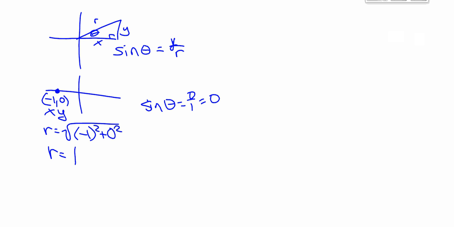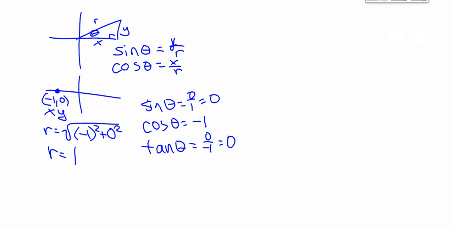Do you envision that some are going to be undefined sometimes when we're doing this? And then when I have this picture in my head, cosine theta is x over r. So cosine theta is -1 over 1, which is -1, right? I'm not even going to write it as a fraction. Is that okay? And then tangent theta is y over x. y over x, 0 over -1, that's 0.